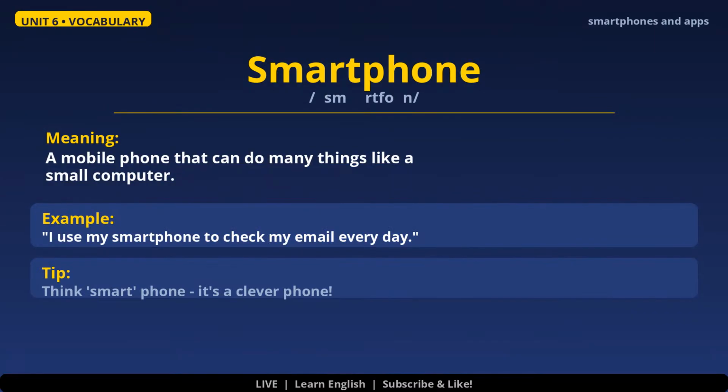Time for vocabulary. The word is smartphone. A mobile phone that can do many things like a small computer. Here's an example. I use my smartphone to check my email every day. Remember, think smartphone. It's a clever phone.